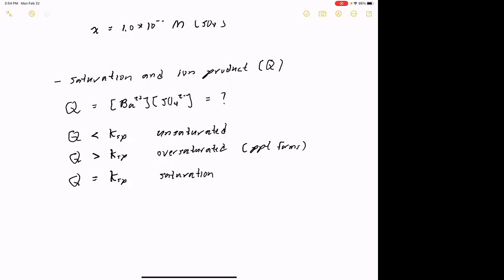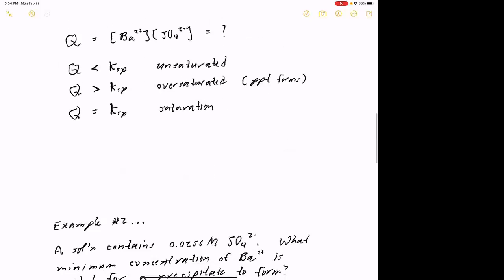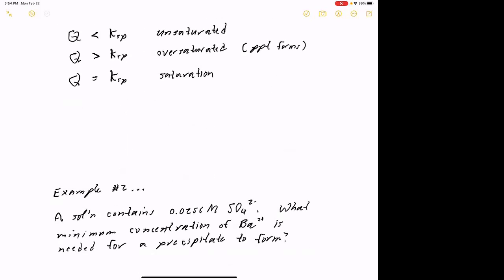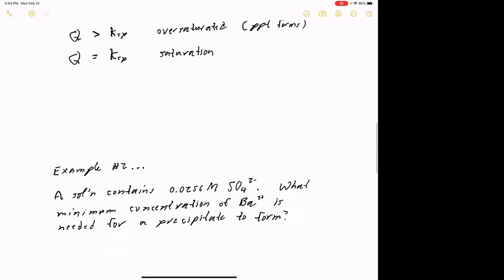All right, well, let's just take a look at what I mean by this. So we can apply this to an example here. So this is example number 2. Again, I'll give you a moment to write it down before we get into it. So what it says is that a solution already contains 0.0256 molar sulfate ion. So the question now becomes, what minimum concentration of barium ion do I need to add to that solution to get a precipitate to form?